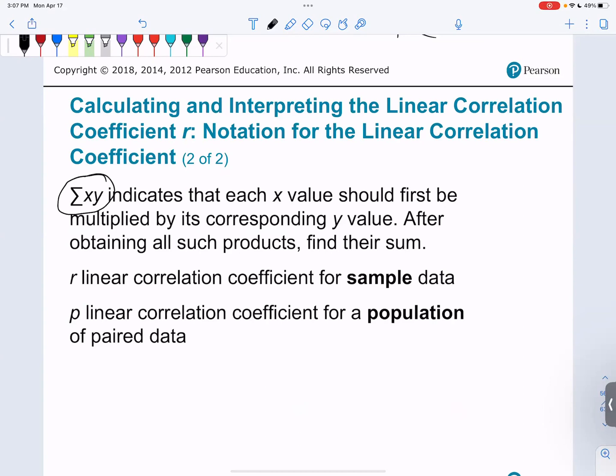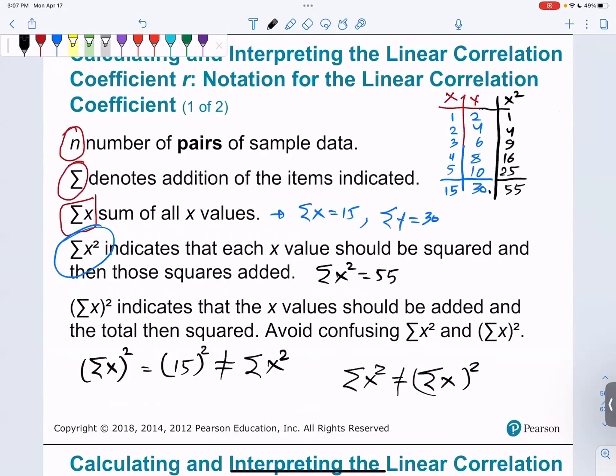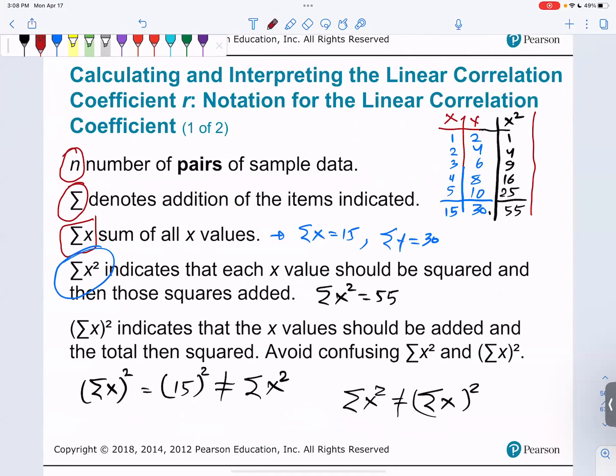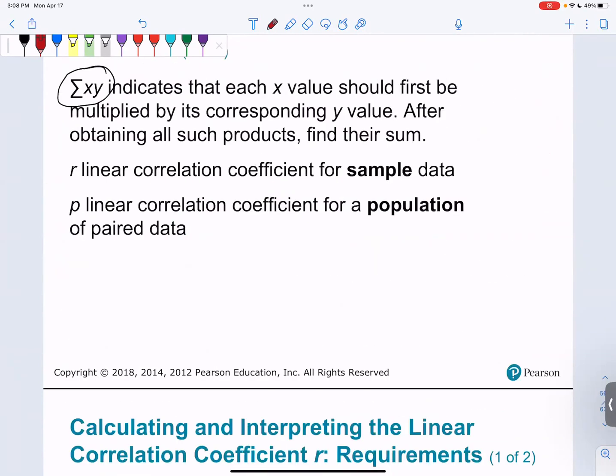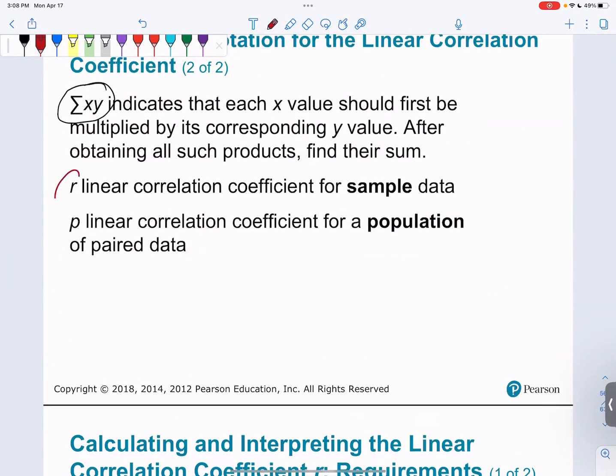And then when we have summation of X times Y, we have to do it here, for example, like this, X, Y. So we multiply this and this together. We say 1, 8, 18, 32, and then 50, right? And then we add those values up. This will be summation of XY.